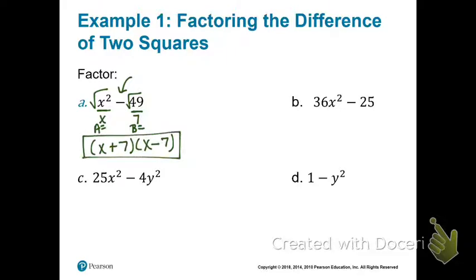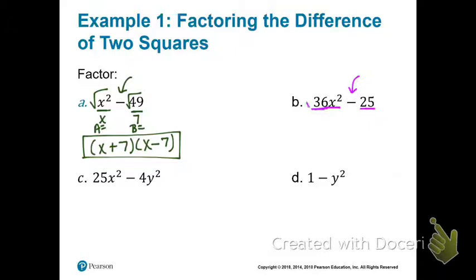So look at B. Remember, go through your steps of factoring. Is there a greatest common factor? Are 36 and 25 both divisible by something other than 1? They are not. And then we have an x squared here, but we don't have an x in the other term. So no greatest common factor. 2. Count the number of terms. There's 2. So ask yourself, is it a sum or a difference? It's a difference, and the only difference we know is squares. So do both of these terms have square roots?